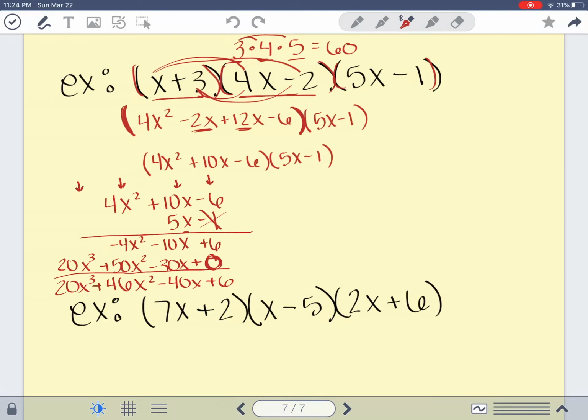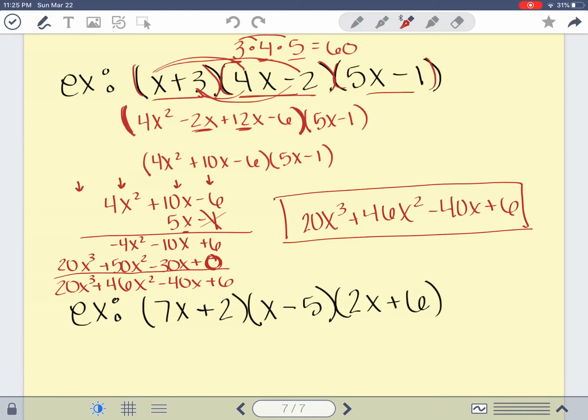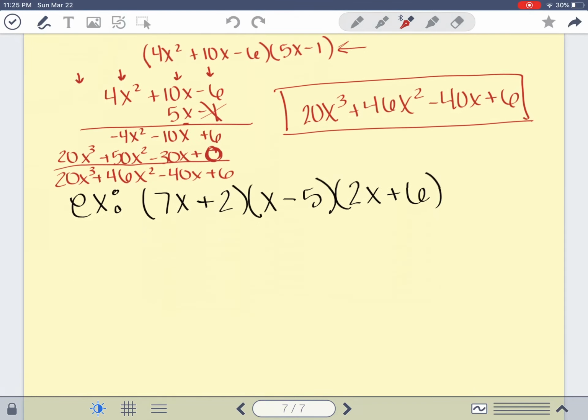And then I just go through and I add or combine my like terms. So my final answer of multiplying 3 binomials together is going to be 20x cubed plus 46x squared minus 40x plus 6. And again, had you done distributing, make sure everything in the first goes to everything in the second, you would still get the same answer after combining like terms. Had you done the grid or the table, again, after combining like terms, you would still get the same answer.